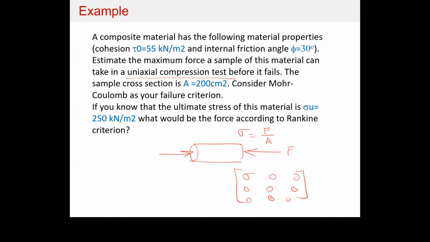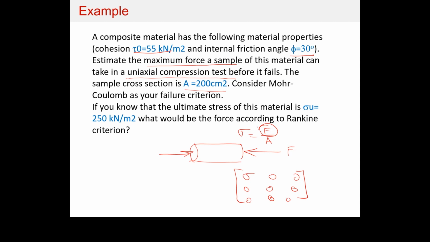So I want you now to try and find F, basically, if you know that the material has this type of properties. The material properties are given by the cohesion and the internal friction angle, and you need to estimate the maximum force applied on the sample before the material would fail. So what would be the maximum amount of force this material can take? You know that the cross-section is given this way, and you know that the internal friction angle and the cohesion are given by that.